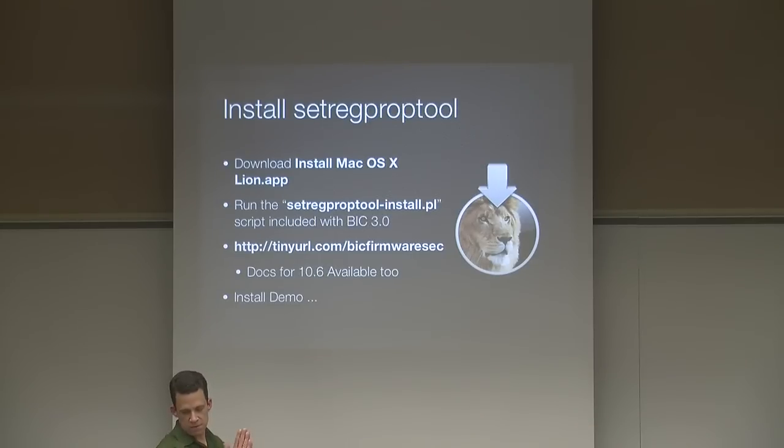And I've got documentation on how to do this for Lion. I've included a Perl script that actually does it. And what it does is it mounts the install Lion application, and I'll do the demo here. And I have videos on this too, because I was in video crazy mode for a while, not sure why. But screen recording now online, and Snow Leopard's super easy. Anyway, it mounts a disk image, mounts another one, knows the exact path to get the set reg prop tool, and plops it into place.